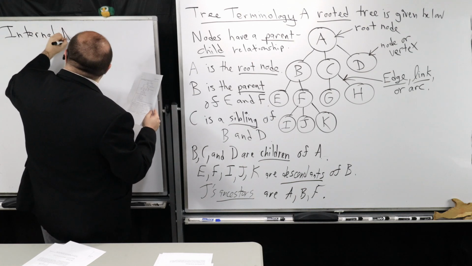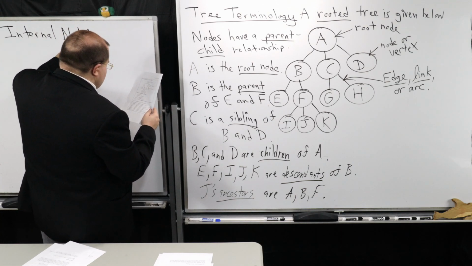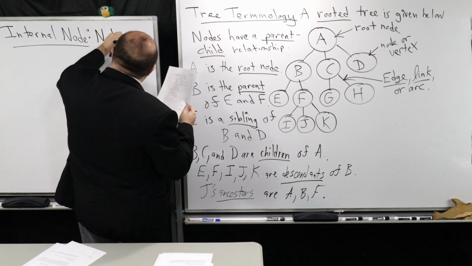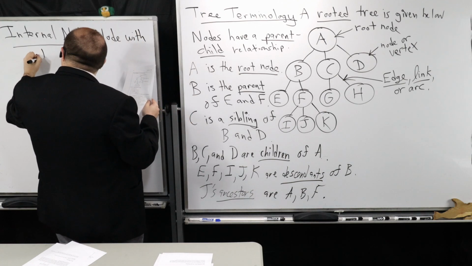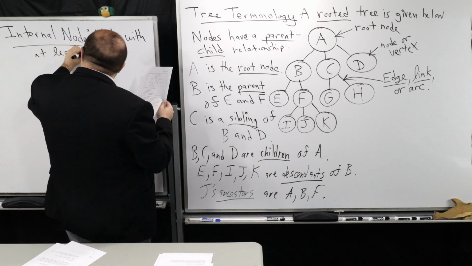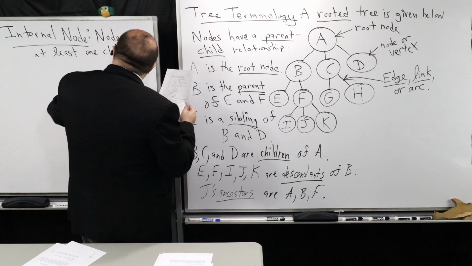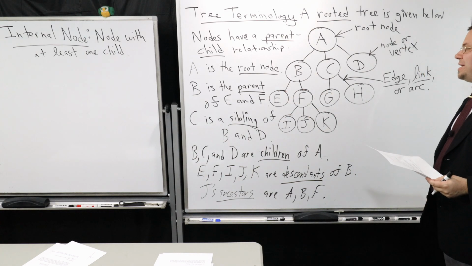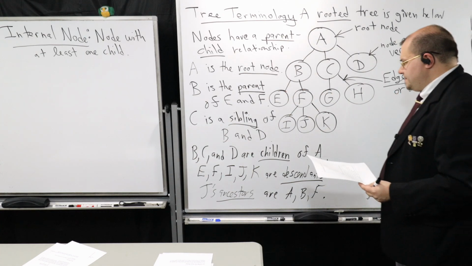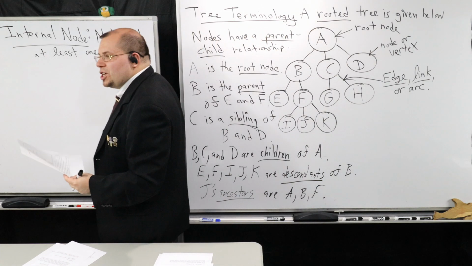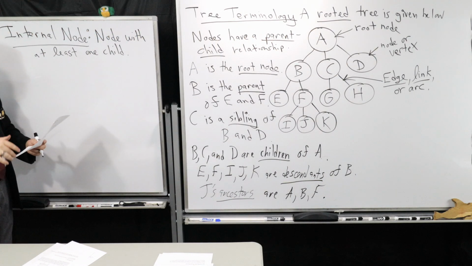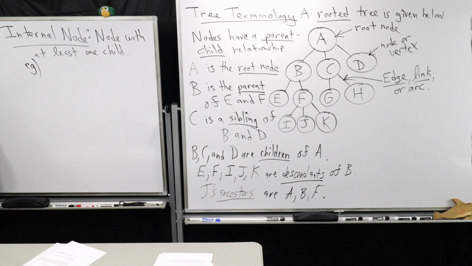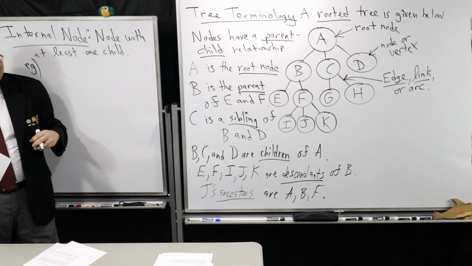So let's talk about an internal node. An internal node is a node with at least one child. So can somebody list out to me all of the internal nodes of this tree? What are all of the internal nodes of this tree over here?